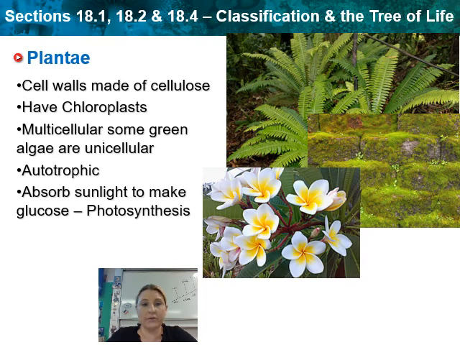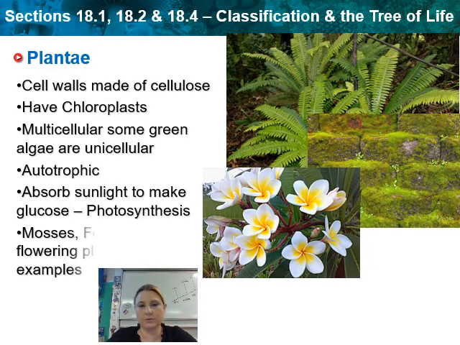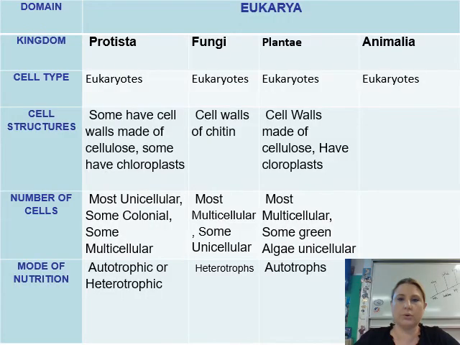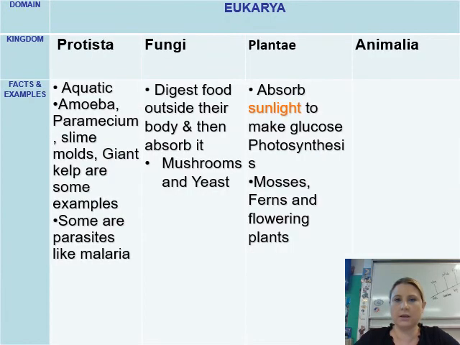Again, they're autotrophic because they make their own food. They do photosynthesis, so they absorb sunlight to make glucose. And things like moss, fern, flowering plants, those are just a few examples. Again, we're going to go ahead and fill in our chart. So go ahead and do that. Again, pause it so you can fill it in. And add your facts.